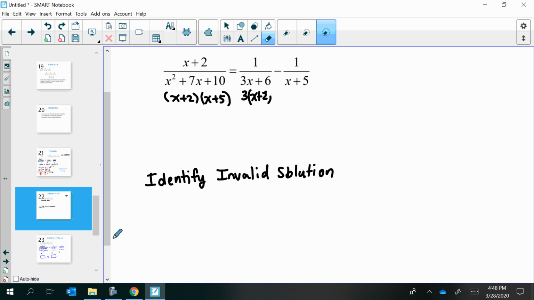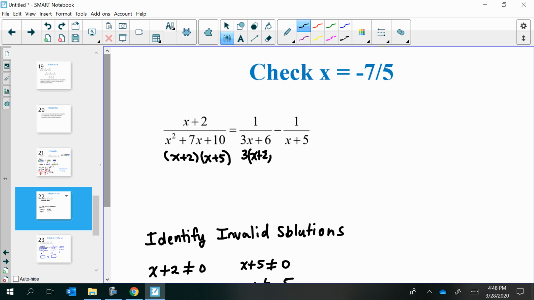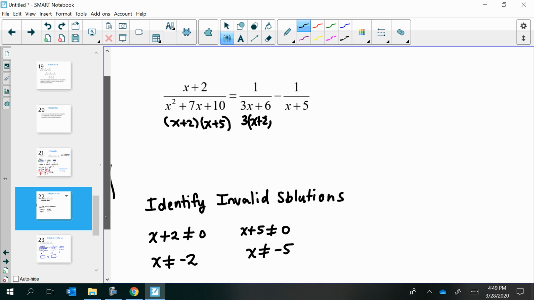So x plus 2 can't be 0. X plus 5 can't be 0. And that'll do it. So x cannot be equal to negative 2, and x cannot be equal to negative 5. So neither one of those are the answer we had. So if I was in a pinch, I might not go through all the work of checking the negative 7 over 5, but at least I would make sure it's not one of the possible invalid solutions.